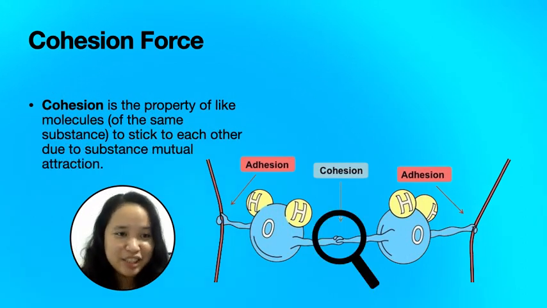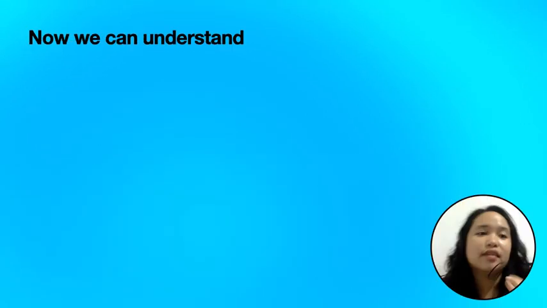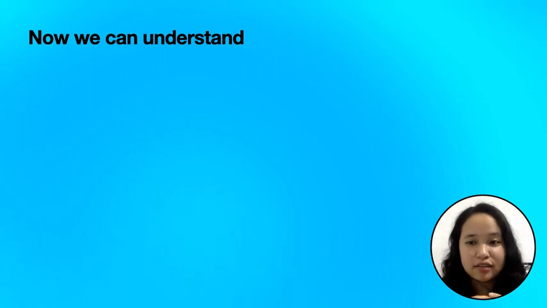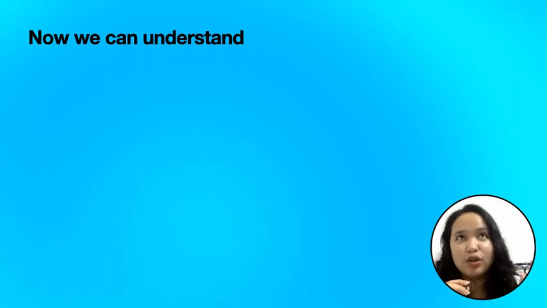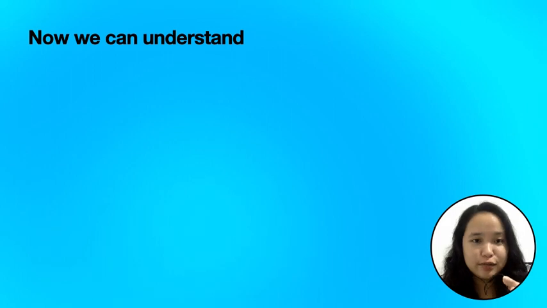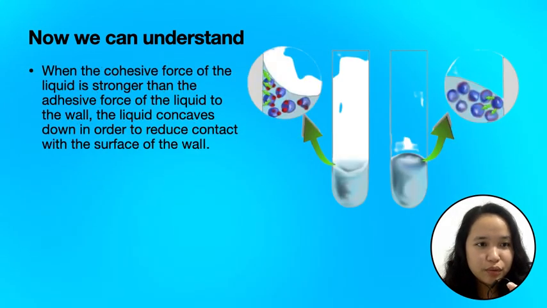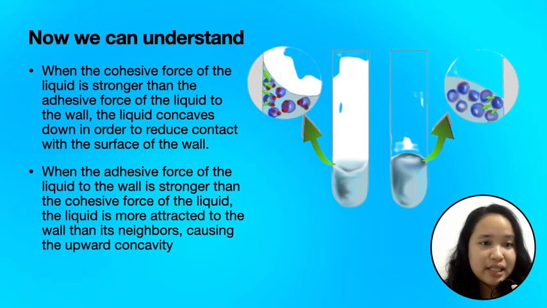Okay, so this is adhesion. Again, these are the forces acting on the surface of the water, the mercury, and the tubes that enclose them. Next, when the adhesive force of the liquid to the wall is stronger than the cohesive force of the liquid, the liquid is more attracted to the wall than to its neighbors, causing the upward concavity.